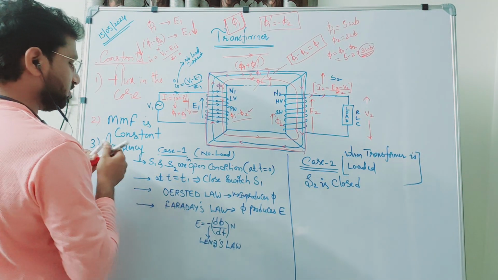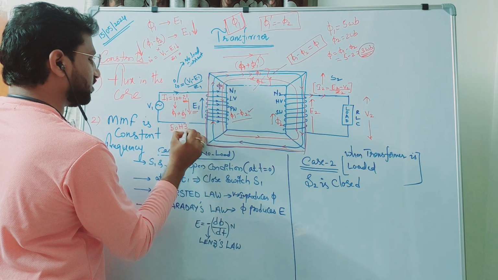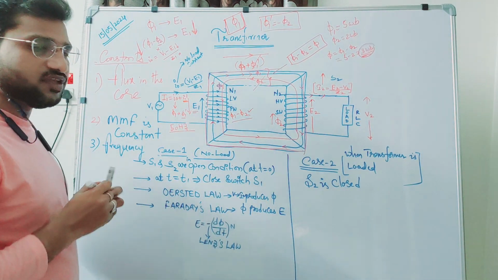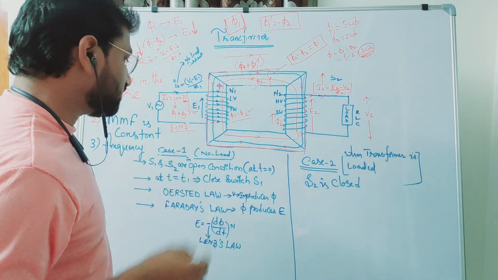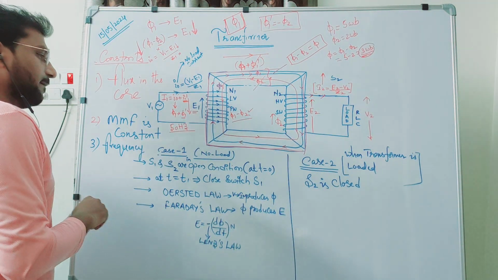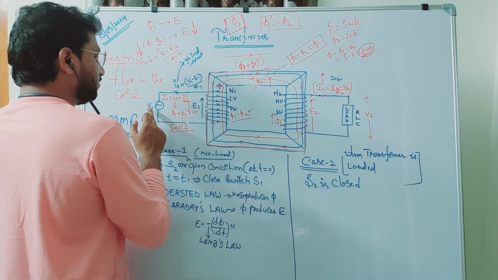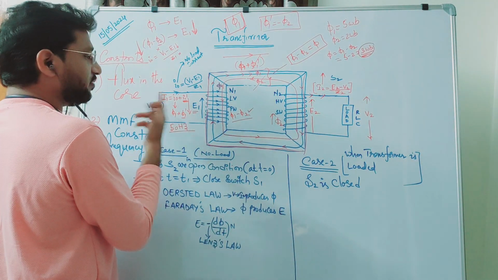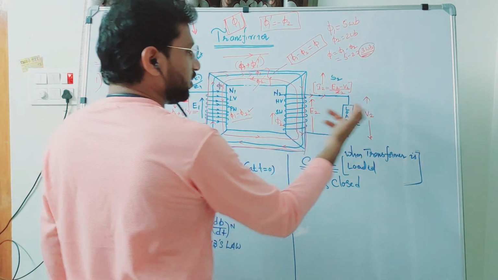In India, we generally follow 50 Hz frequency. Whether it is a single phase or three phase AC, the frequency of the power supply waveform is 50 Hz, that is, the number of cycles per second. Similarly, as I mentioned earlier, there is a change in the magnitude: V1 is more than E1, E1 is more than E2, and E2 is more than V2.